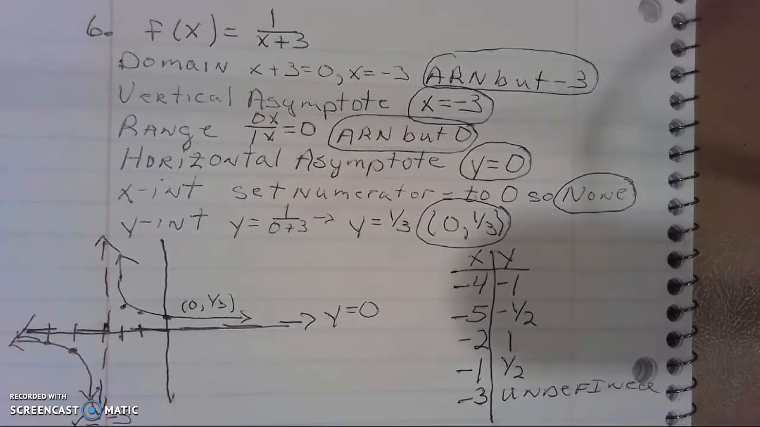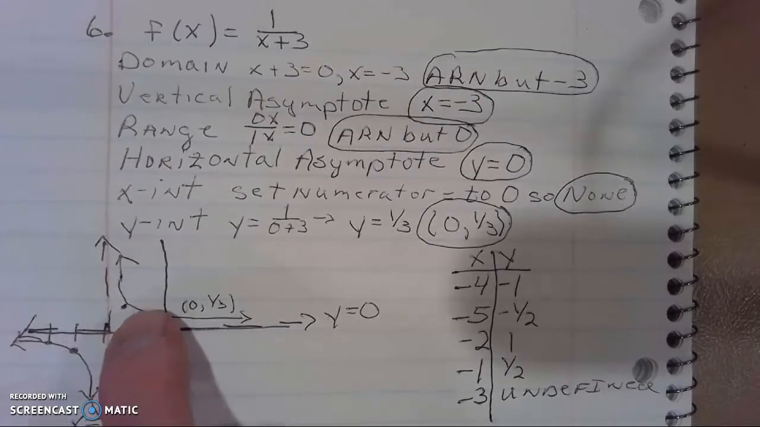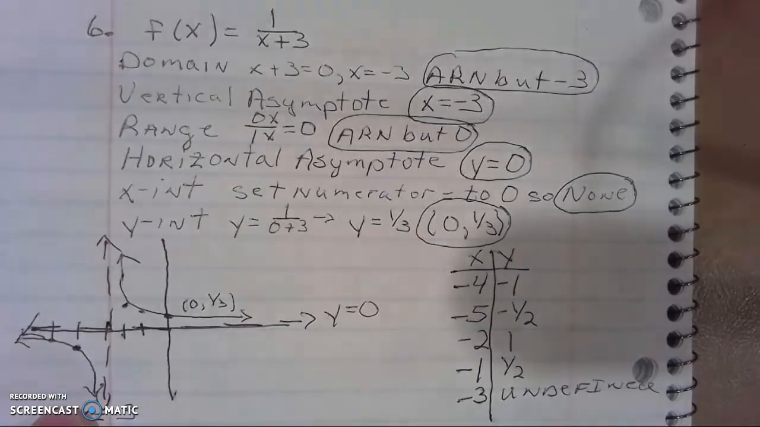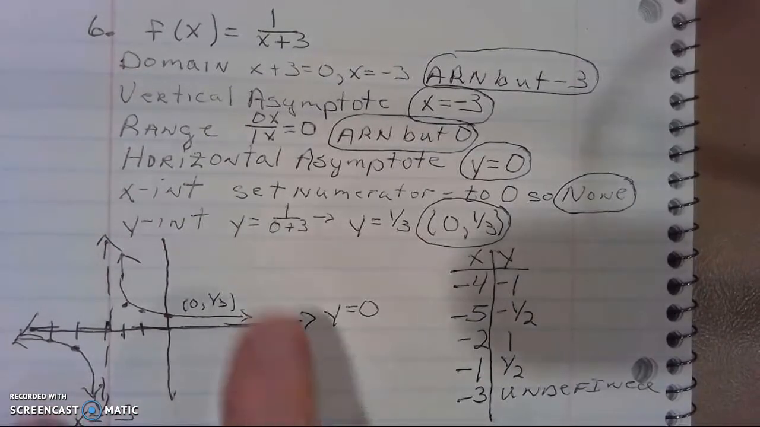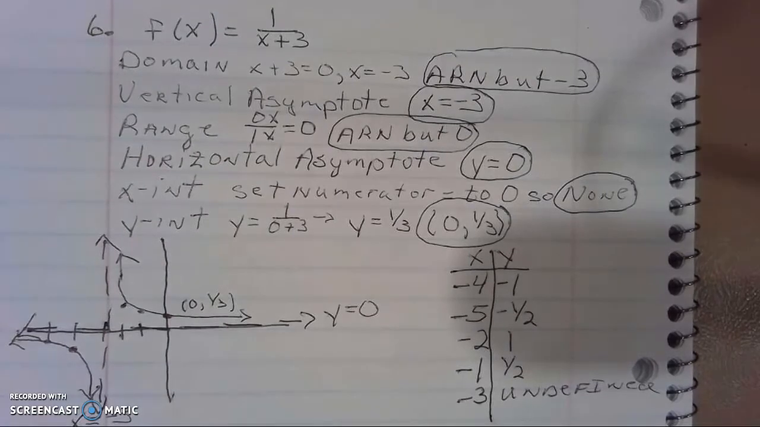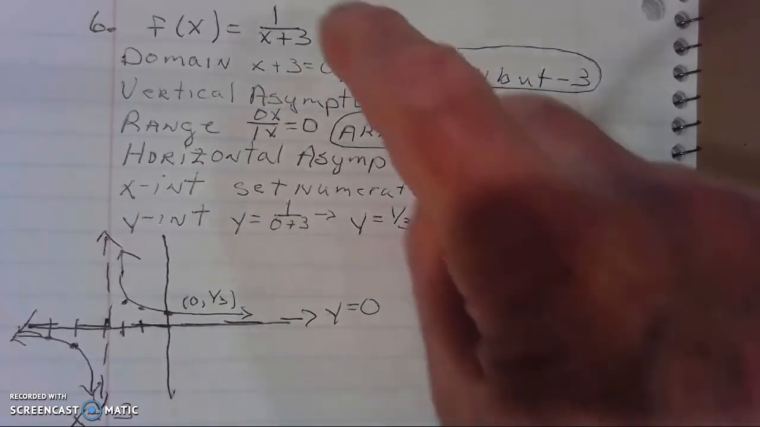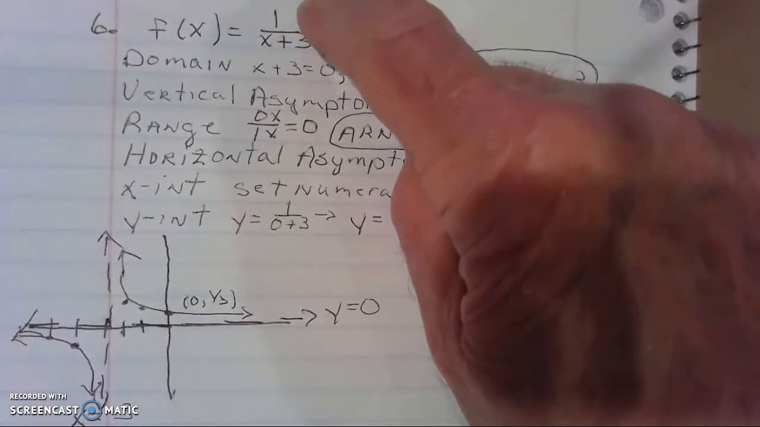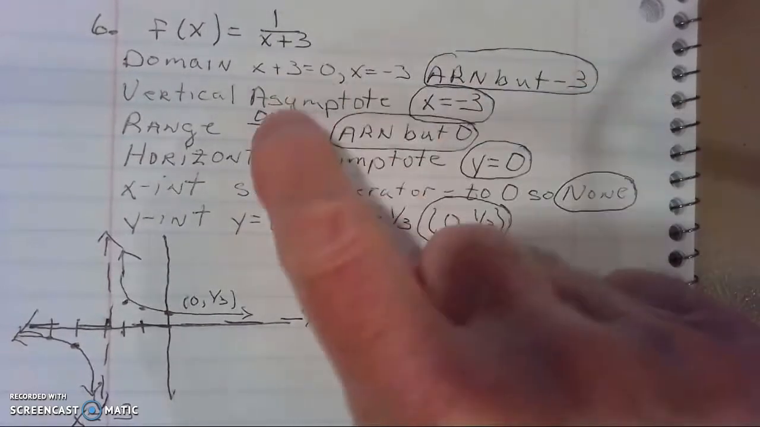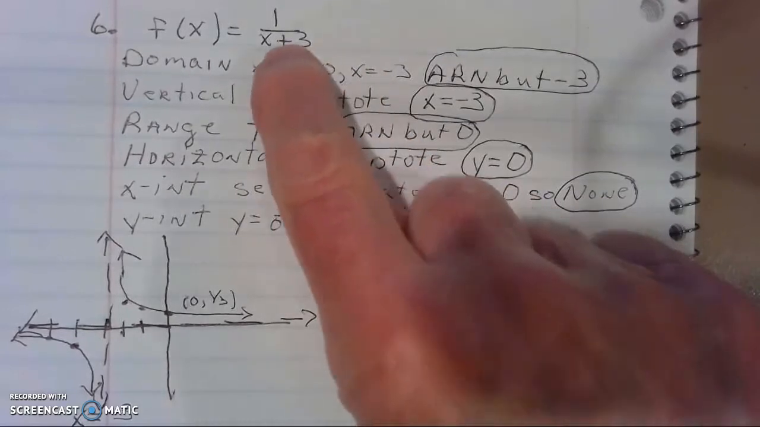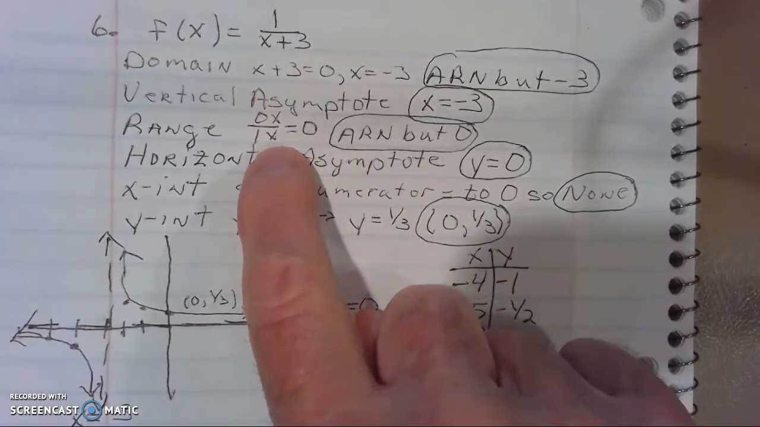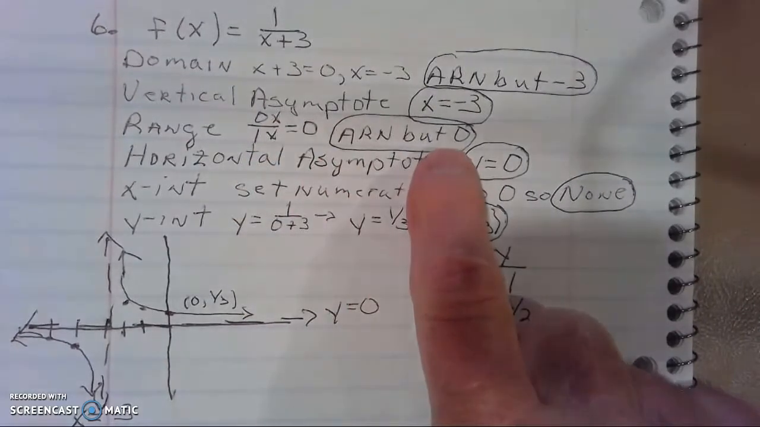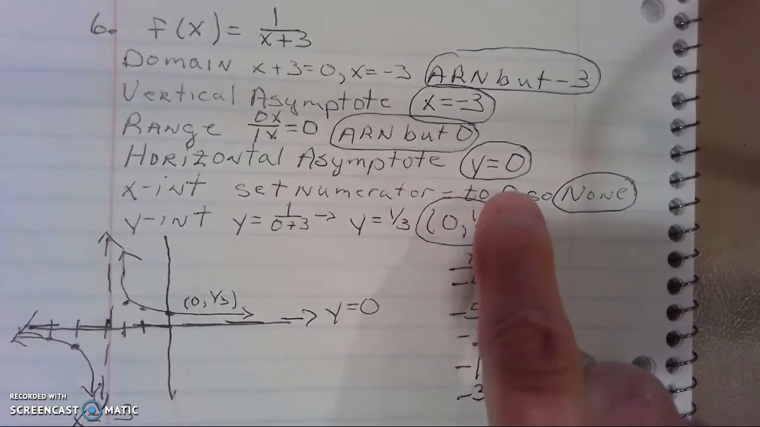X equals negative 3. It will, as you see eventually, go up towards infinity or down towards negative infinity next to a vertical asymptote. Then we find the range. The range is found by looking at your equation, taking the x term in the numerator. There was not one, so 0x over the x term in the denominator, 1x, and simplifying that. 0 over 1 is 0, so your range is all real numbers but 0.